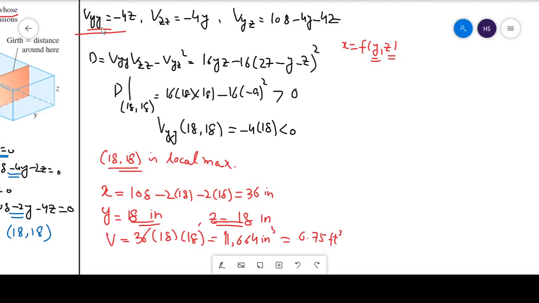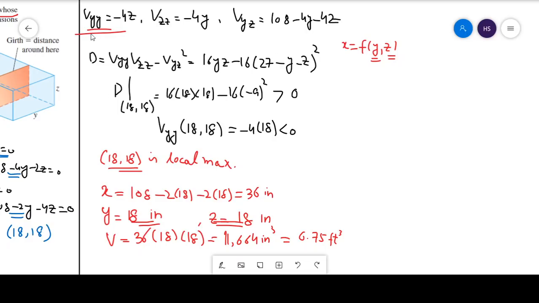So that would need the discriminant, which comprises the second order derivative with respect to the first variable, minus 4z, the second derivative with respect to the second variable, minus 4y, and this is our mixed derivative, right? So you calculate the discriminant. This would give us this polynomial. Then you calculate this discriminant at (18, 18).